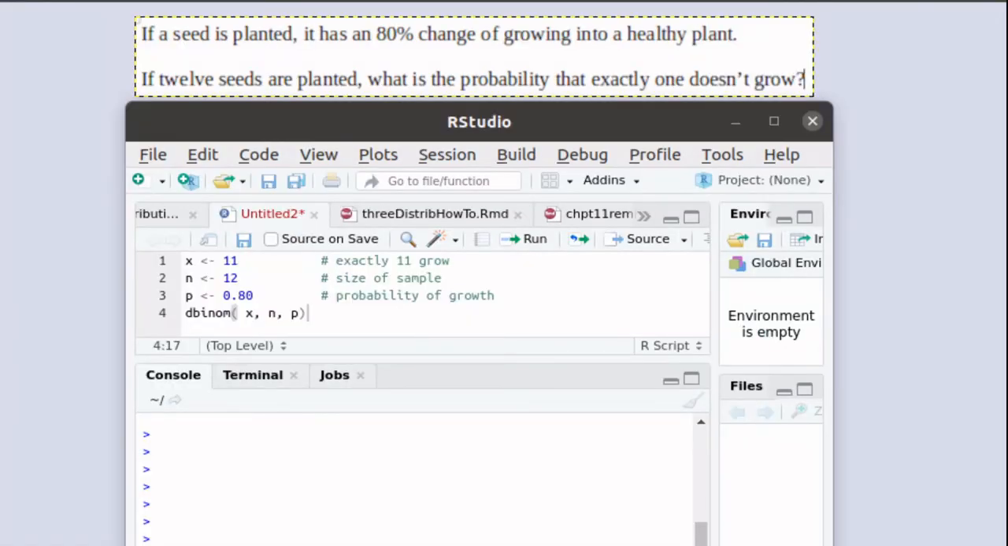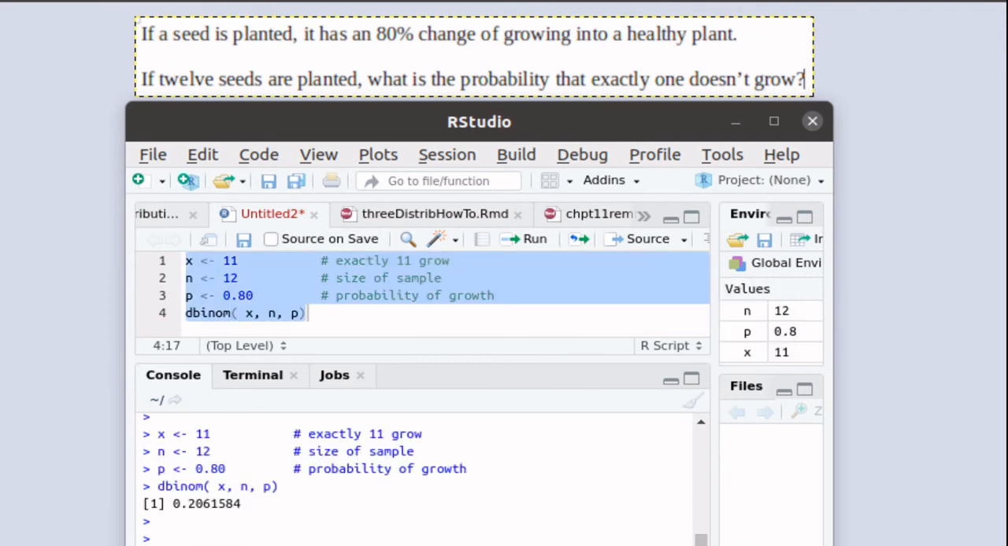So now let's run that script. Now we could have got the same result in one line. We just could have said, look at the dbinom of 11, 12, 0.8. But it's nice to explain to myself and to a reader what each of those variables are. And so doing this annotation is kind of helpful. Notice that the probability of exactly 11 seeds growing is going to be about 20.6%, or close to 21%. That means that that's the probability that exactly one seed does not grow.